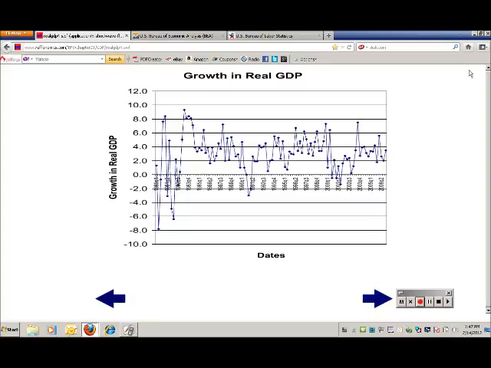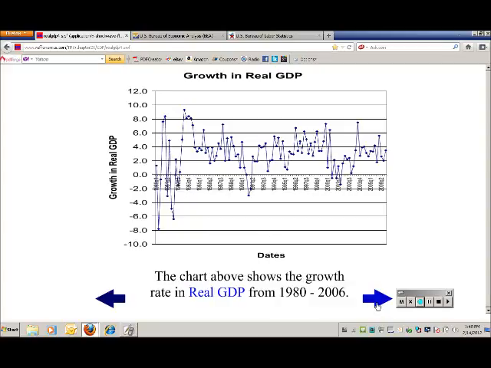Let's take a look at some real GDP data. Growth in real GDP, as you can see here, is measured on these axes, with a time continuum measured not only in years, but in the quarter of each year. As you see, quarter one, quarter two, quarter three, quarter four of these different time periods. And notice that the GDP is constantly changing. It's up and down, up and down, up and down. This is from 1980 to 2006.